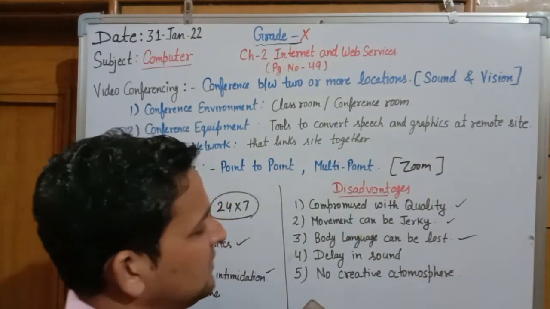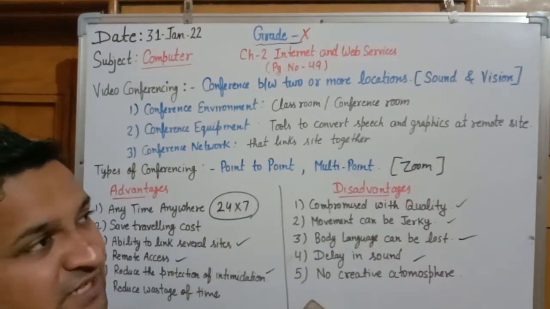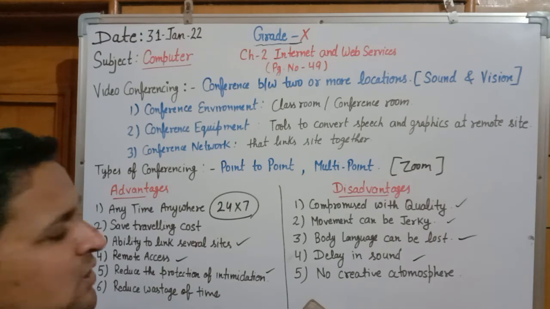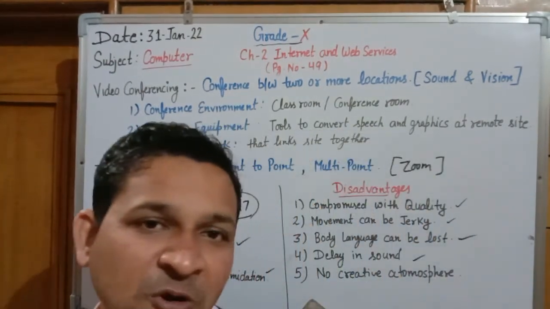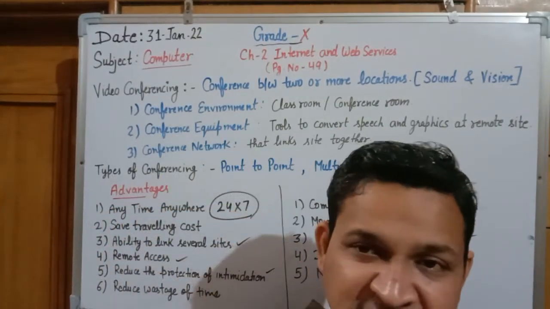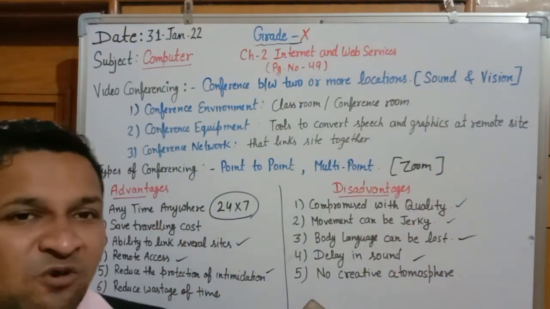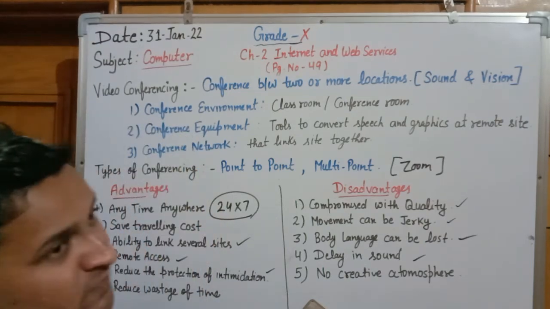Body language can be lost and there can be delay in sound. Due to network issues, there is a major delay in the sound. A person will not be able to understand what has been asked and what has to be replied, and there is no creative atmosphere, and everything is happening due to the network quality. If quality is bad, then it is the worst way of communication. If quality is good, it is a good way of communication with attractiveness, time saving, security, traveling cost saving, and 24/7 communication. So this is all about your chapter 2, video conferencing part.